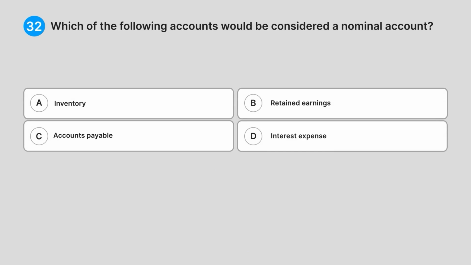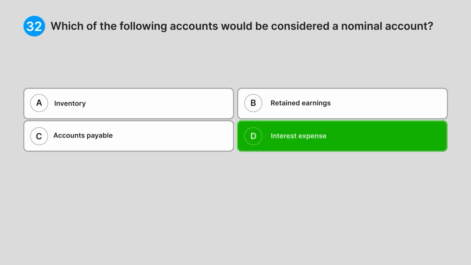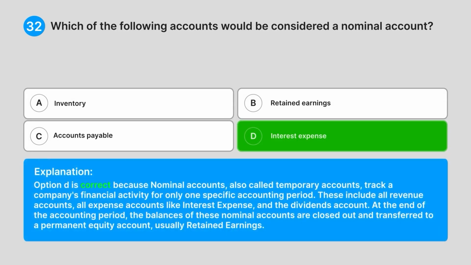Correct answer, D. Interest expense. Explanation. Option D is correct because nominal accounts, also called temporary accounts, track a company's financial activity for only one specific accounting period. These include all revenue accounts, all expense accounts like interest expense, and the dividends account. At the end of the accounting period, the balances of these nominal accounts are closed out and transferred to a permanent equity account, usually retained earnings.